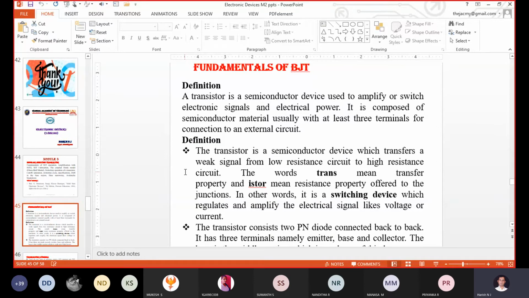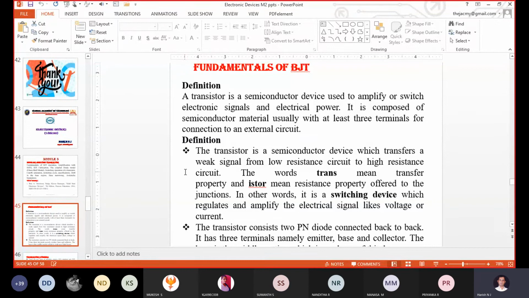But what about FET, field effect transistor? Any idea? Anyway, we have to discuss it in the fourth module. So your FET belongs to UJT and BJT? Field effect transistor belongs to the UJT category, unipolar junction transistor category. FET belongs to UJT.